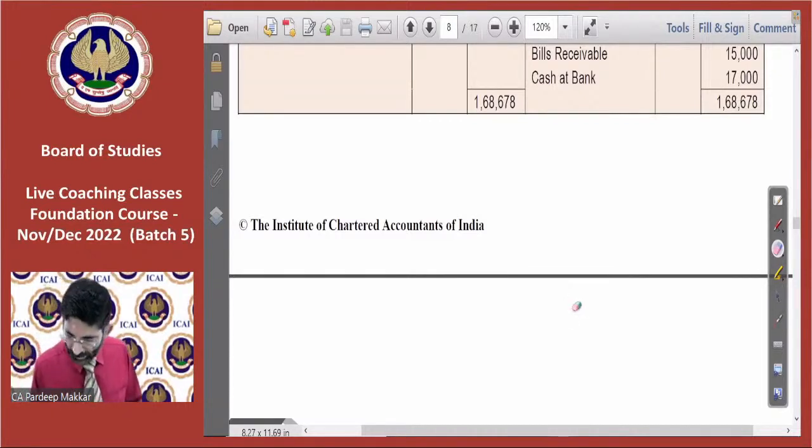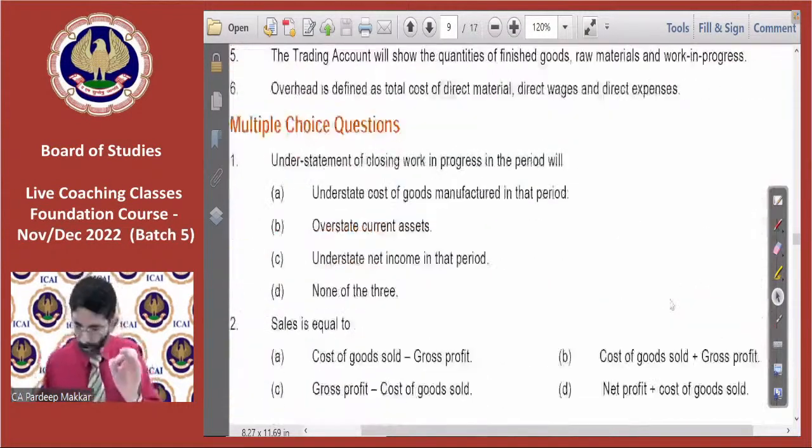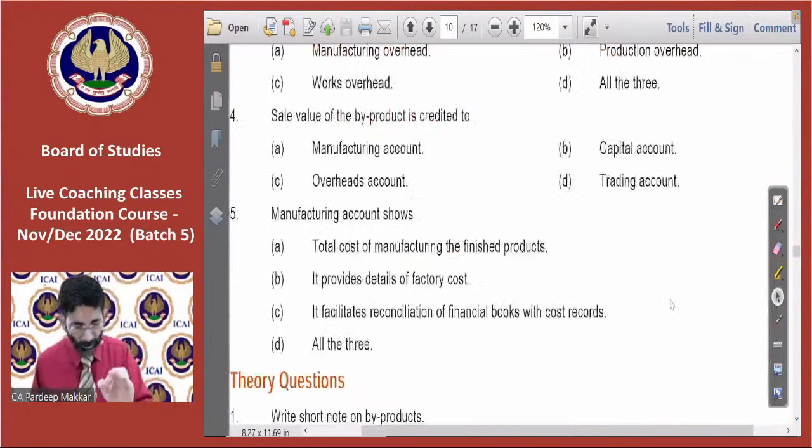MCQ number 3 has also been asked by one student. Manufacturing account balance is written as by trading account or by cost of material consumed transferred to trading account.